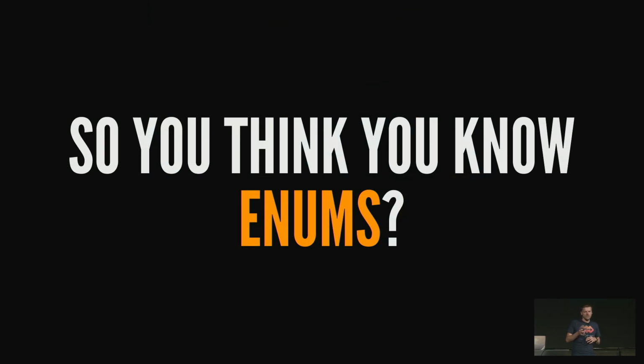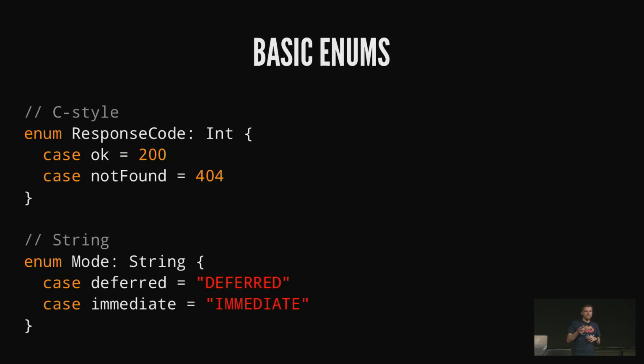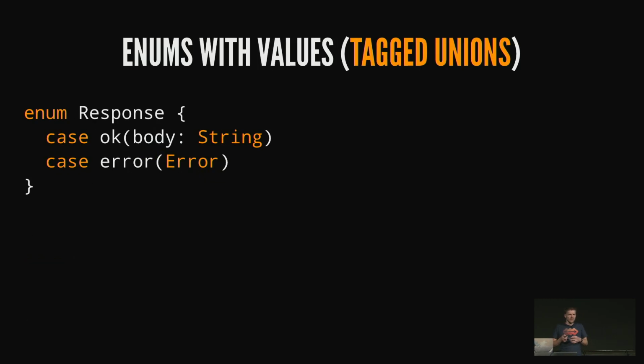So let's talk about enums. I mean, we've all seen C-style enums, which are basically just syntax sugar for a collection of integer constants. Swift extends that with string enums, which can be super useful as well. And Swift enums really come into their own when we're talking about enums that have associated values. These are sometimes called tagged unions in other languages. So the enums where each case can wrap a value maybe of a different type in each situation.